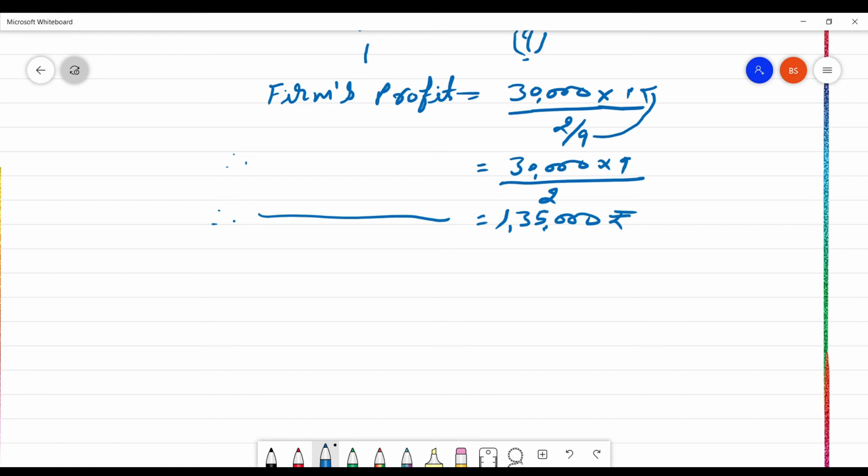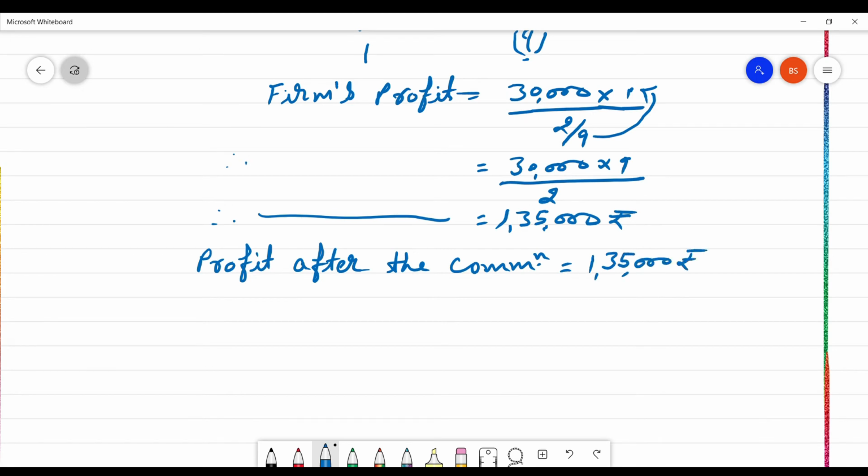So this profit is profit after the commission, equals 1,35,000. So when we find out manager's commission, we will directly take 10%, 10 upon 100.